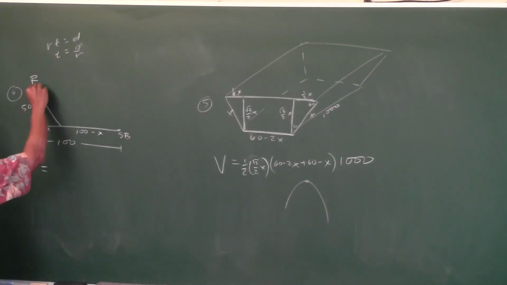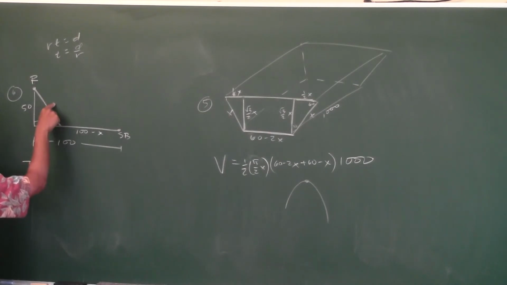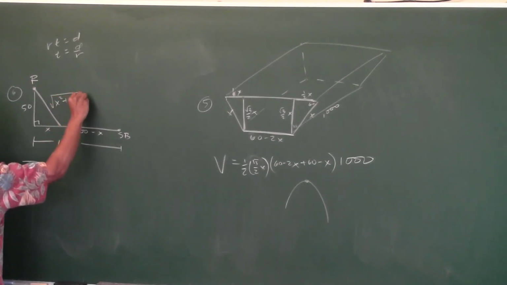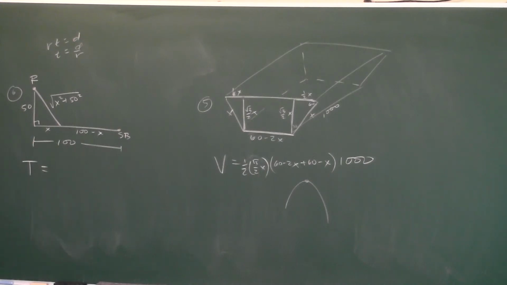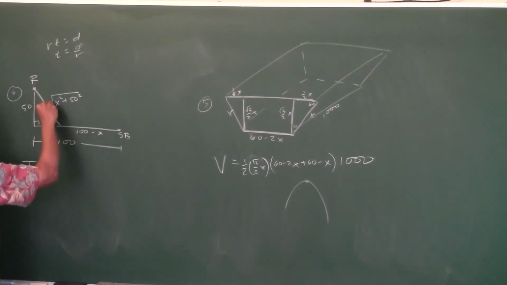Okay, so what's the distance that you swim? Oh, I see a right triangle. If you know two of the sides of a right triangle, how do you find the third? You use the Pythagorean theorem. You guys have to be able to do that. Okay, so what is the time that you spend swimming? Well, time is distance over rate. What's the distance that you swim?